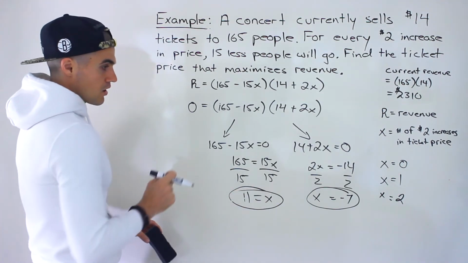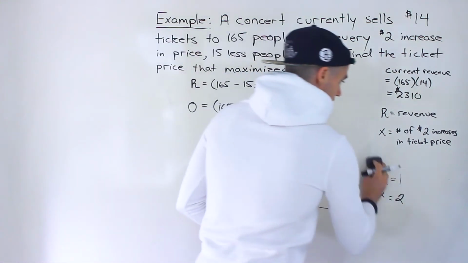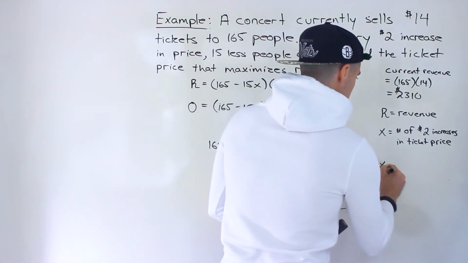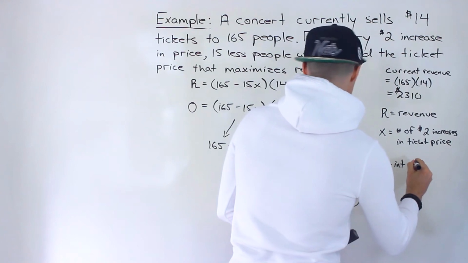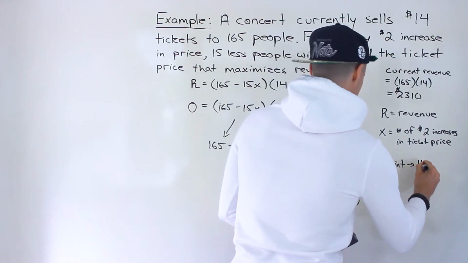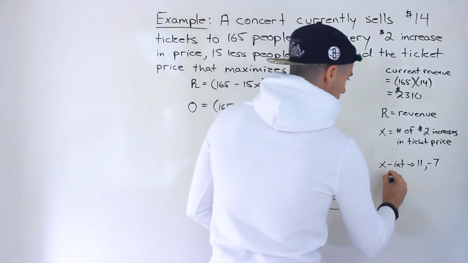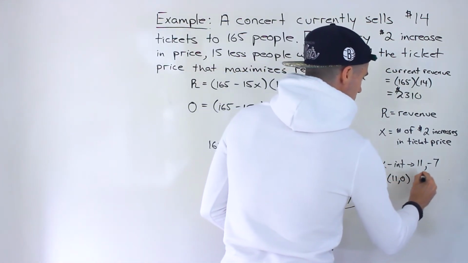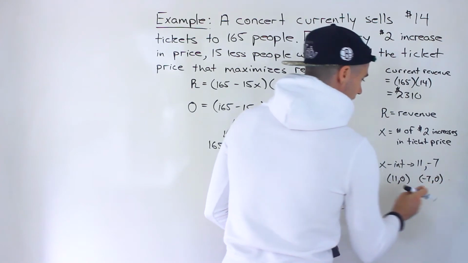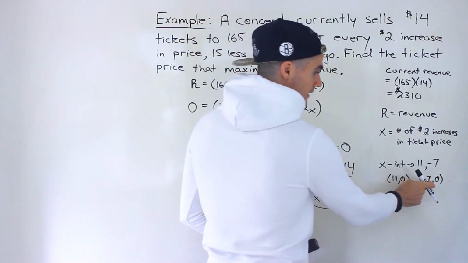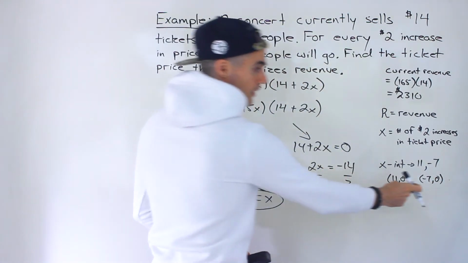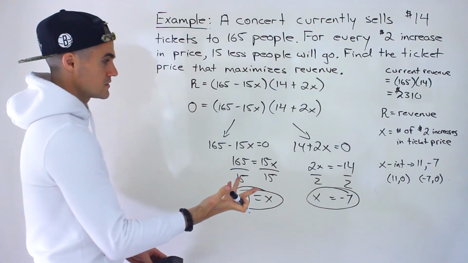So those are the x-intercepts. So let's actually keep track of these here. So the x-intercepts are 11 and -7. Or if you want them in coordinate form, (11, 0) and (-7, 0), right? At an x value of 11, the revenue is 0. At an x value of -7, the revenue is also 0.